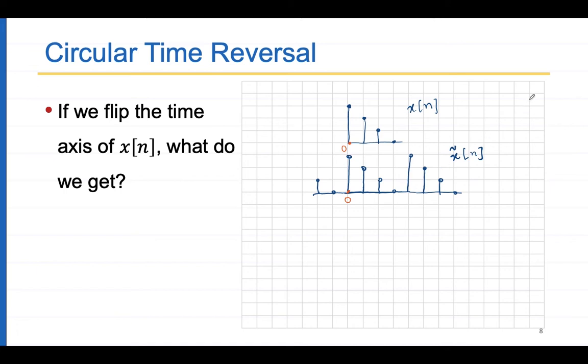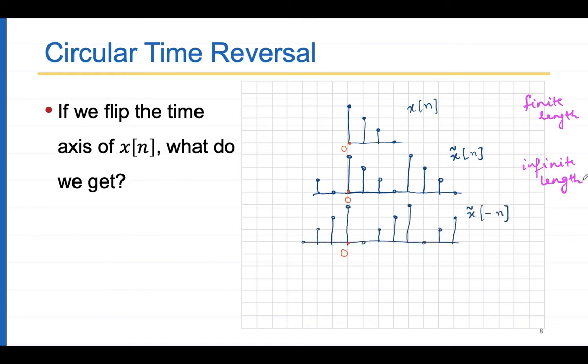So remember, this is finite, and this is infinite length. Now I take the time reversal over x tilde of n, which means x tilde of minus n. So this is very simple. All things are just reversed. This axis, all these come here, all these go there.